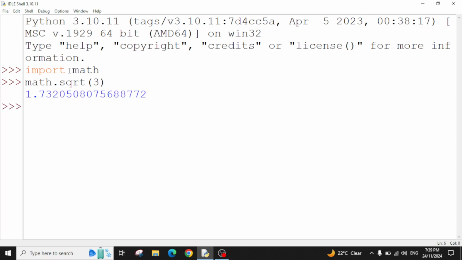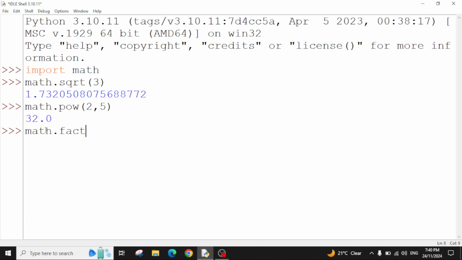The next function is finding the power. So math dot pow, write down the base, say base is 2, and write down the power. Power is 5, means I have to find 2 raised to 5. So 2 raised to 5 comes to be 32. Always remember that the math functions return the value in floating point. That's why instead of returning 32, it has returned 32.0.